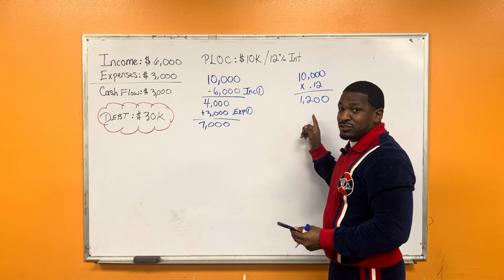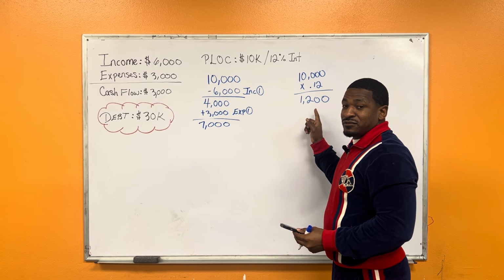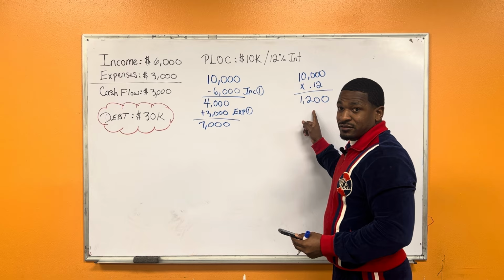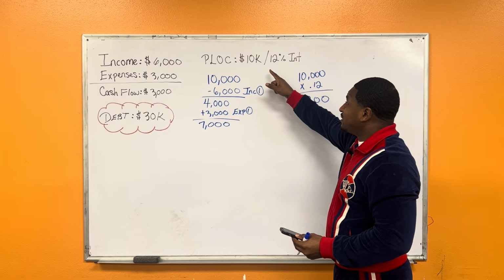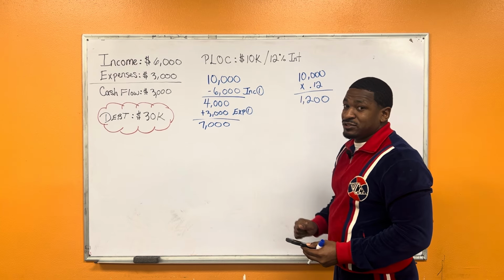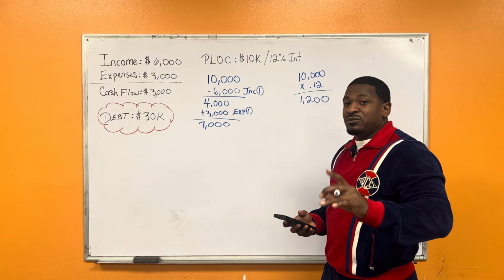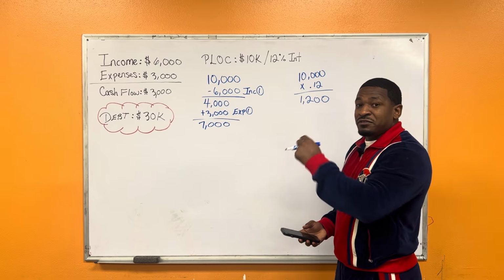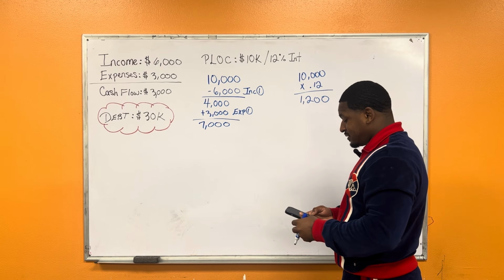This $1,200 is for the year of this $10,000 personal line of credit with a 12% interest rate. After we do that, we have to divide this by 365 days.